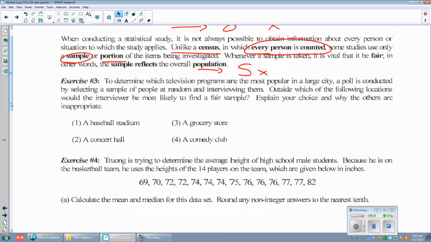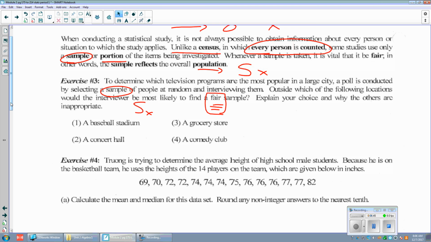To determine which television programs are most popular in a large city, a poll is conducted by selecting a sample of people at random and interviewing them. Outside one of the following locations would the interviewer be likely to find a fair sample? I told you earlier today that fair is a strange word.